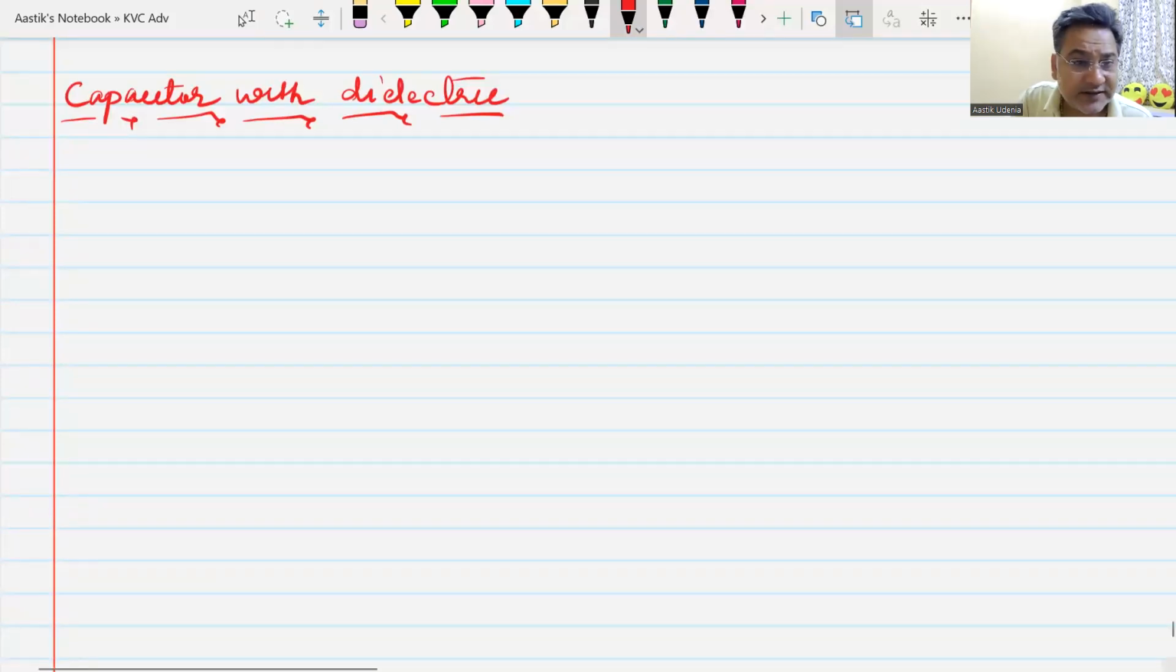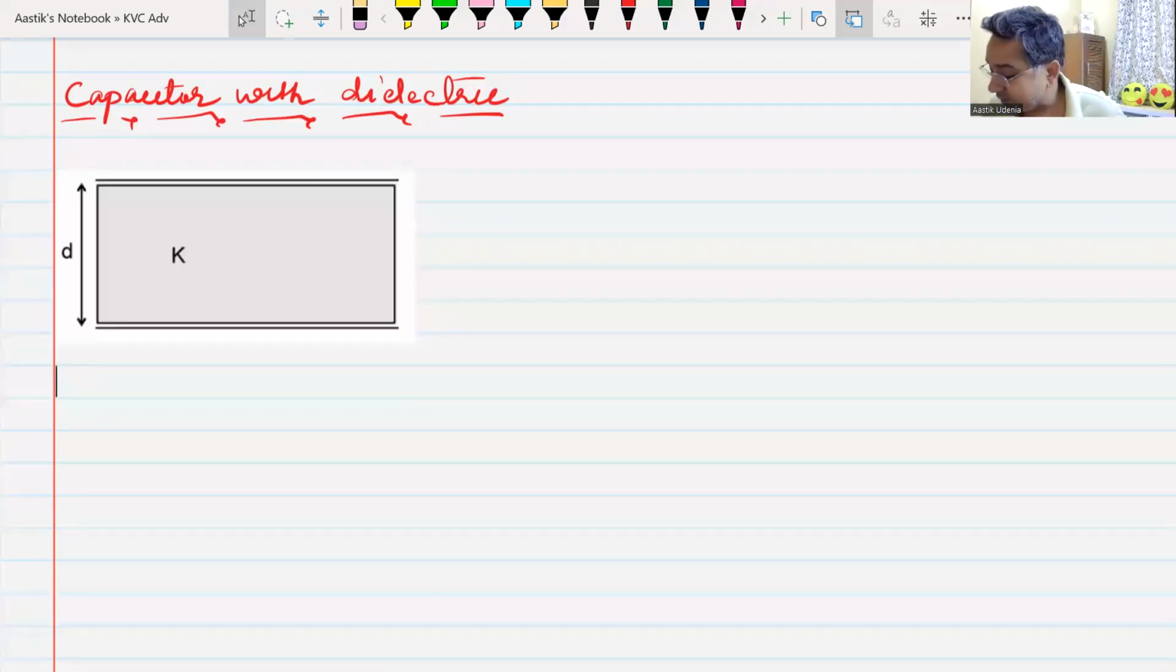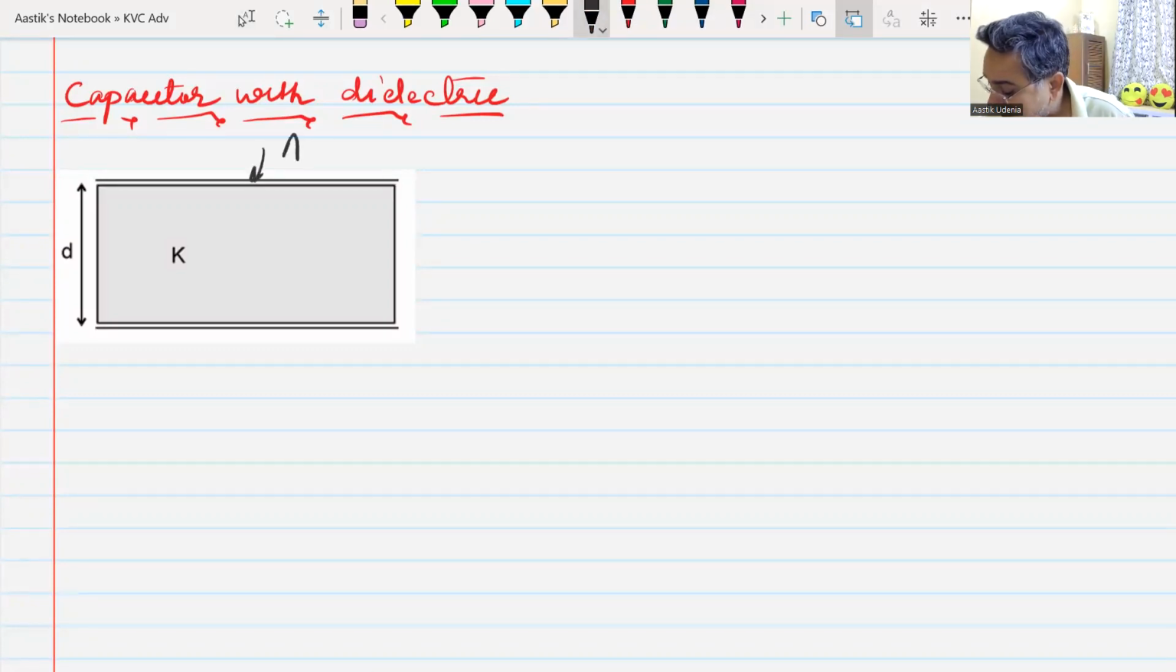Now, you have to understand what happens when a capacitor is completely filled up with a dielectric. So, if I say that this is the capacitor, the distance between the plates is D and the area of the plates was A. The original capacitance of this capacitor was A epsilon naught by D. Do we understand this? Yes. This was the original capacitance, yes or no?